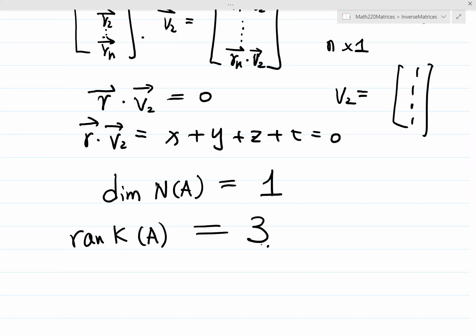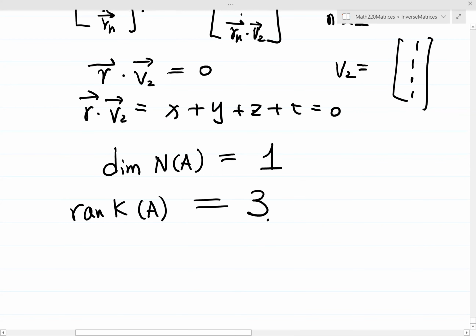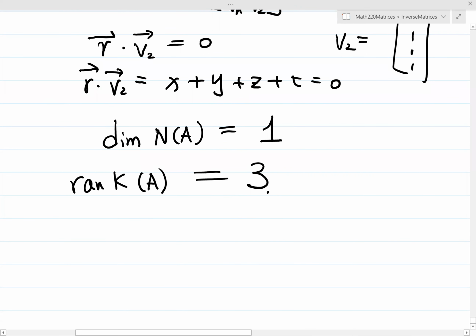Okay, so the only condition is this: x plus y plus z plus t is 0. So we need to construct row vectors. So here we have t, so we choose t to be negative x plus y plus z.